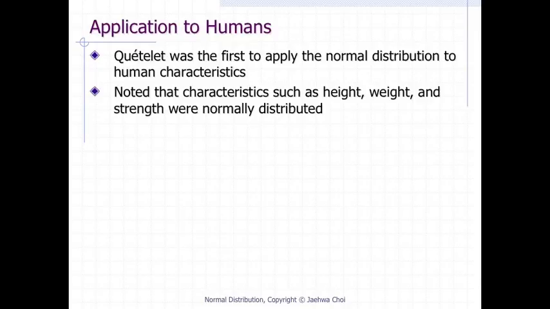Quételet was the first to apply the normal distribution to human characteristics. He noted that characteristics such as height, weight, and strength were normally distributed.